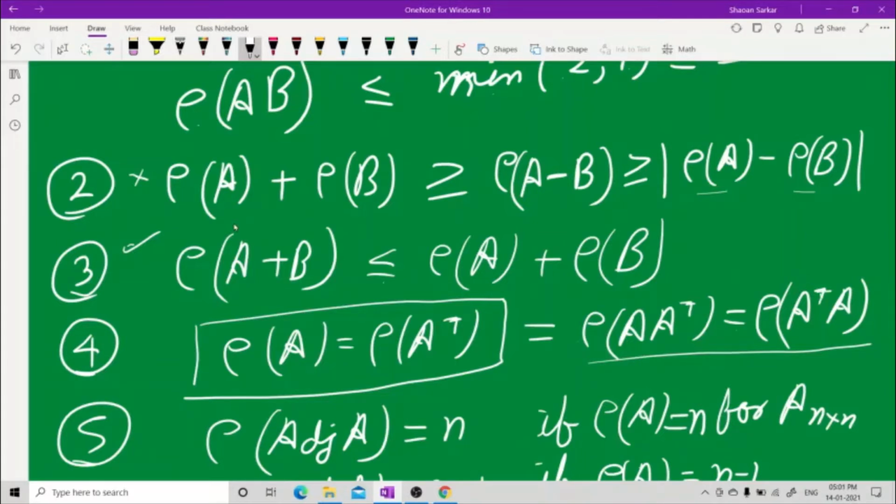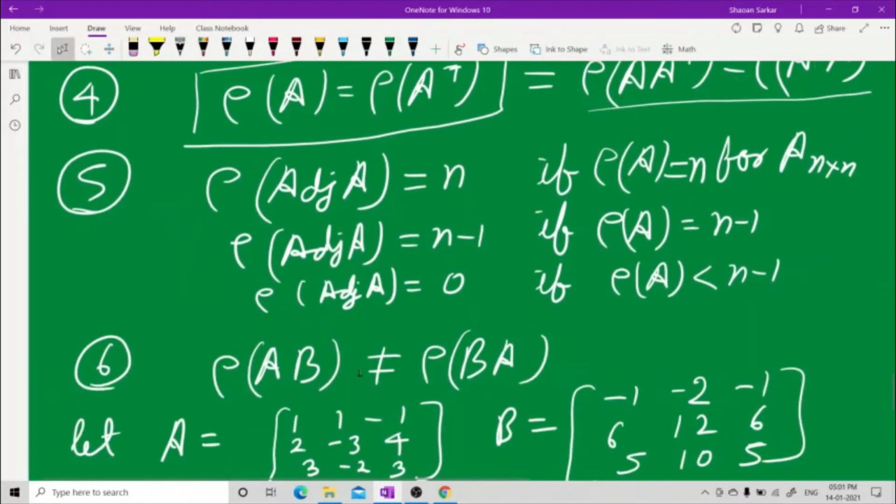Now the fifth one is something you may need, I'm just doing it. Rank of adjoint A would be N if rank of A is N for an N cross N matrix, which should be a square matrix, that is 3 cross 3 or 4 cross 4 like this. And the rank of adjoint A is 1 if rank of A comes out to be N minus 1. You need not find this, but if you know this, you will immediately write it. If the rank of A is less than N minus 1, straight away you write rank of adjoint A is 0.